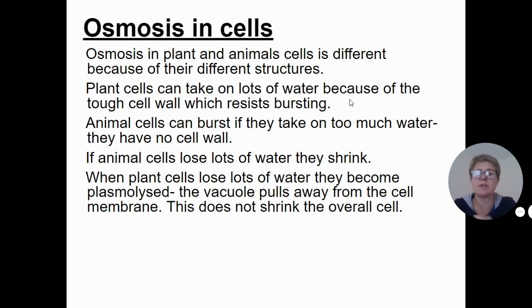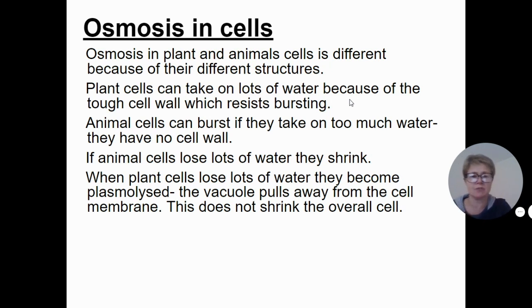So a quick summary then of osmosis, some key points. Osmosis in plant and animal cells is different because of their different structures. I just talked about animal cells bursting potentially. That's less of an issue with plant cells because they have a cell wall. Do you remember that plant cells have a cell wall as well as a cell membrane? Animal cells don't have a cell wall, they just have the cell membrane, so they're much more fragile.